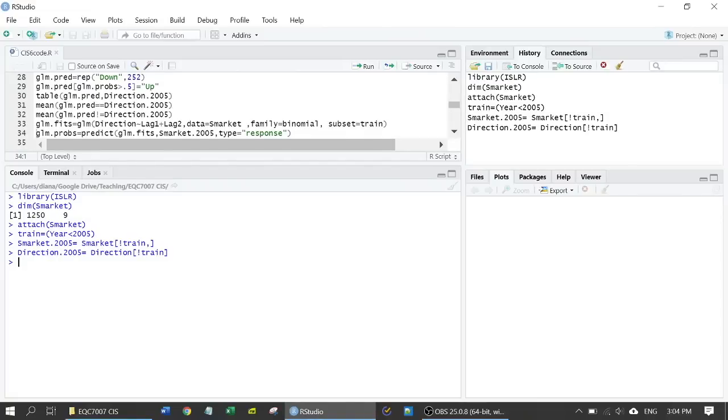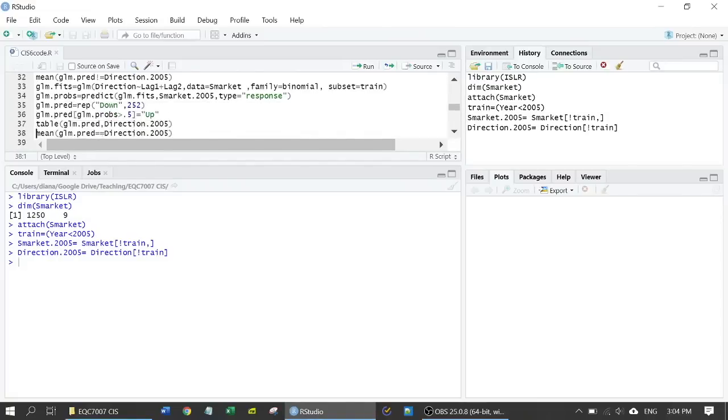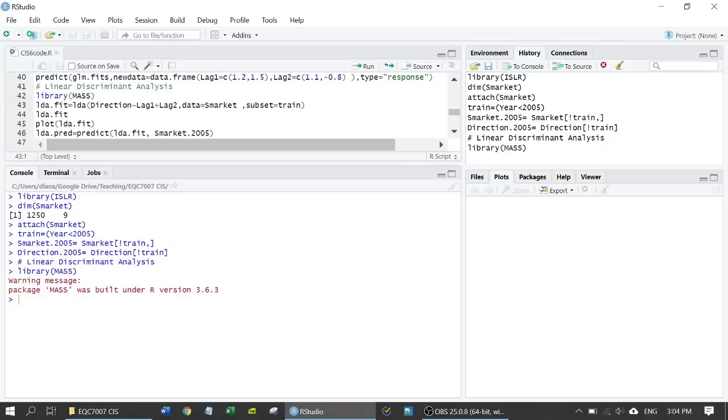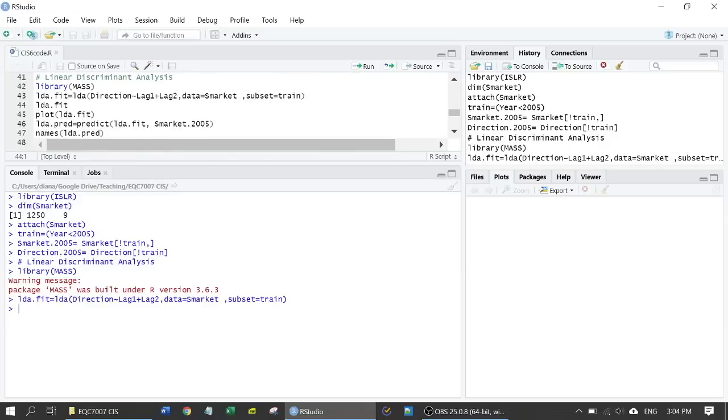Now let's go to the linear discriminant analysis part. For this one, we are going to use the lda function, and this function comes from the library MASS. So first we need to load the library, and we will use this lda function for the response variable Direction against Lag1 and Lag2. And the data here is the Smarket data.